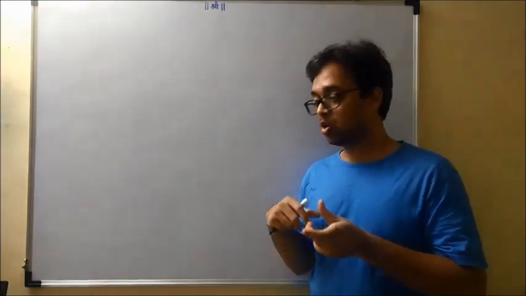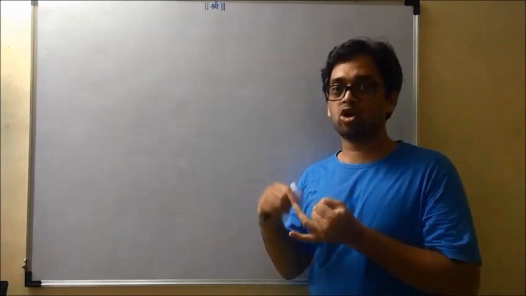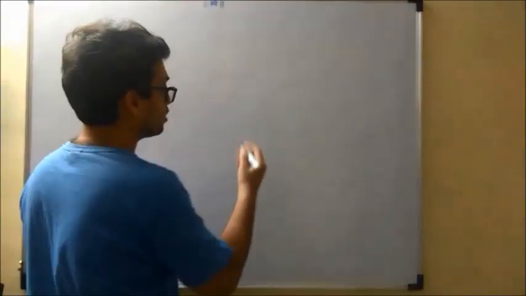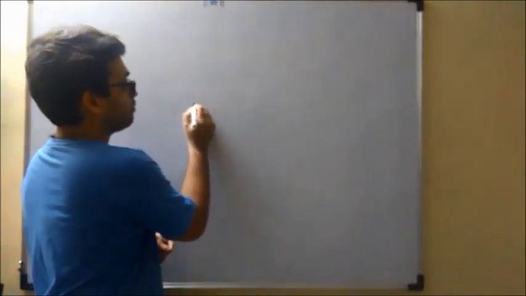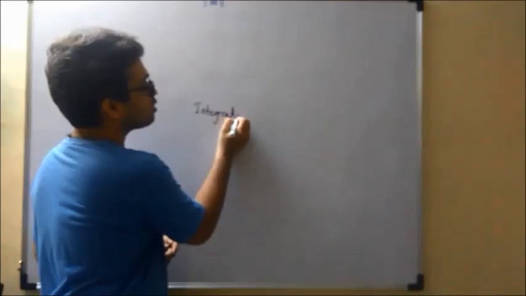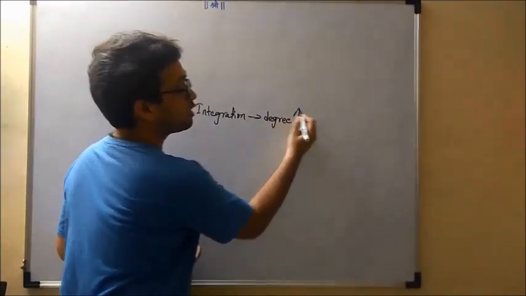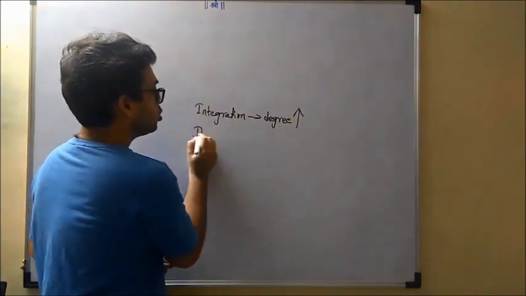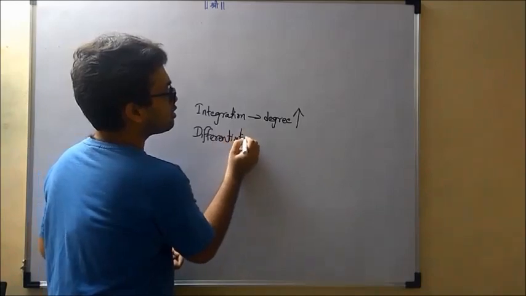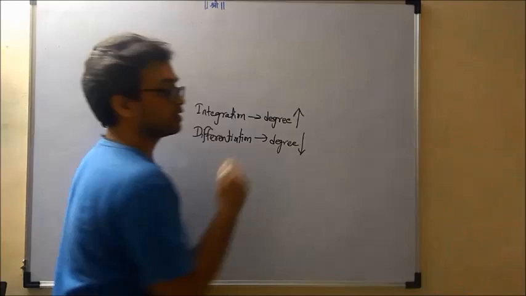So when you do operations, differentiation operation or integration operation on the curve, their degree changes. So what is the change in the degree of the curves? For example, if you do integration, the degree of the curve increases. When you do differentiation, the degree of the curve decreases.